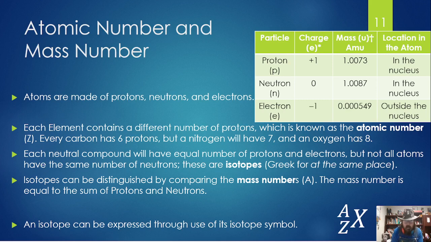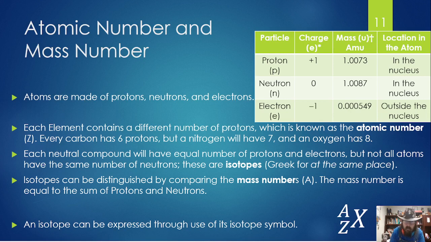So protium contains a mass of 1. Deuterium contains a mass of 2. Tritium contains a mass of 3, because 1 plus 2 is 3. So the idea is that their mass changes, but they're still hydrogen atoms. Isotopes can be distinguished by comparing the mass number, which is A. The mass number is simply the sum of the protons and the neutrons.